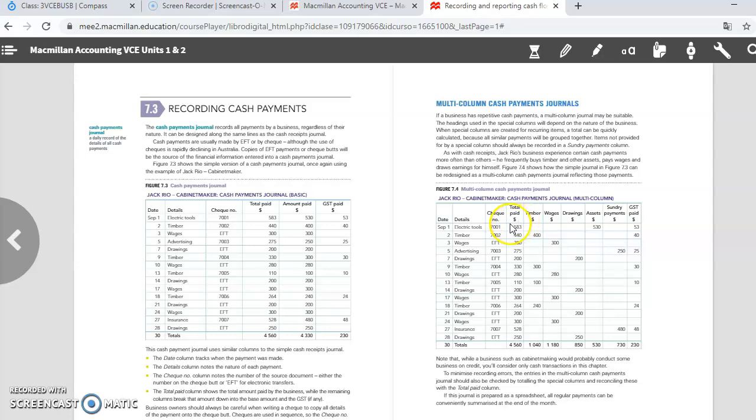Now this was a question from here. Look, this is the cash payments journal. This is the multi-column cash payments journal, and this is the simple cash payments journal. We are going to concentrate on the multiple-column cash payments journal at the moment. The figures are from the totals here: 1,040, 1,180, 850, 530, 730, and 230.